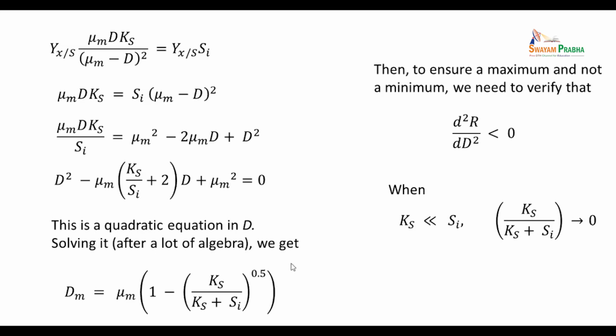If you see here, the Ks plus Si, in this case Ks is much less than Si. So I can replace this with Si. Again, if you consider the numerator by denominator, Ks is much less than Si. In other words, the denominator is much larger than the numerator. Therefore, this term is tending to 0. That is what is meant here: Ks by Ks plus Si is 0. And therefore, when this term goes to 0, Dm is approximately equal to mu m.